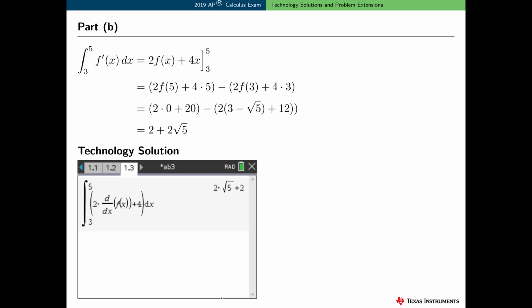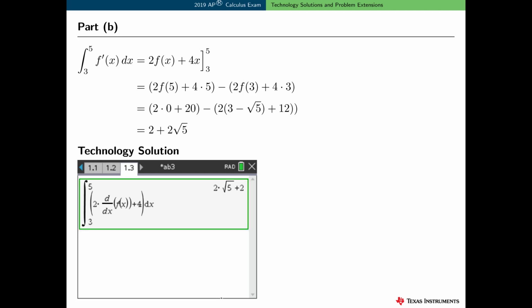In order to solve part B, we need to apply the fundamental theorem of calculus, a basic anti-differentiation formula, and a few properties of integrals. The integral of f prime of x is f of x. The integral of 4 is 4x. And constants pass freely through integral symbols. We evaluate the antiderivative at the upper bound and the lower bound. Note that f of 5 is read from the graph, and f of 3 is given. Subtract, and simplify if desired.